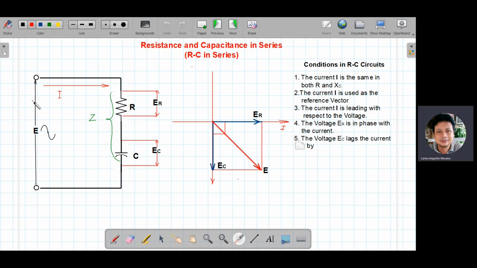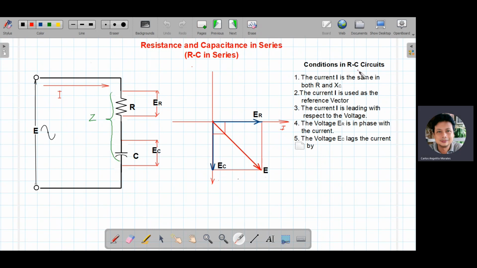So, pag capacitive, resistance at capacitance ang combination, makikita mo yung vector diagram niya. Yung voltage ng resistance, of course, in phase pa rin, pero yung voltage ng capacitor ay nahuhuli sa current. Ito kasi yung parang axis ng current. Nasa axis ng current yung resistance voltage, pero out of phase ng 90 degrees yung capacitive voltage sa current.